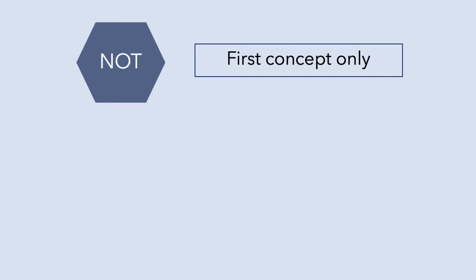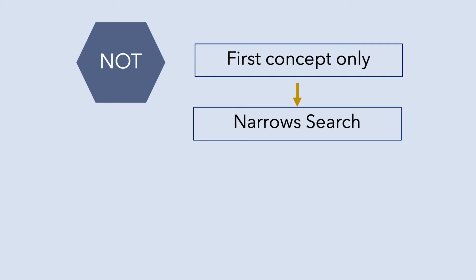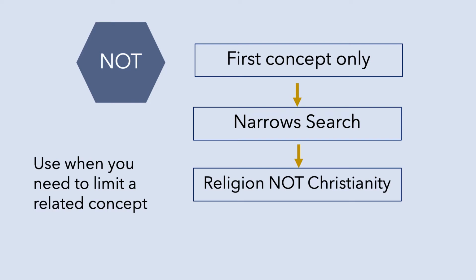Use not when you want the first concept only. This also narrows your search. It's helpful when you find a lot of results on a related concept that is not in your research scope. For example, I'm researching religion, but I'm not focused on Christianity. Be careful to not overuse this term because you can cut out potentially useful resources.